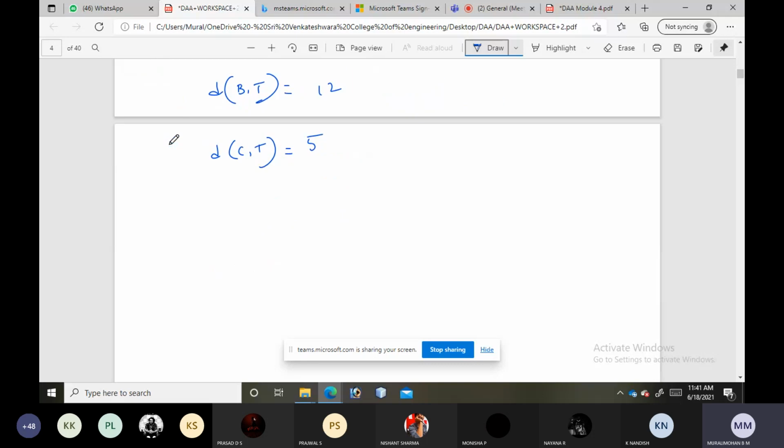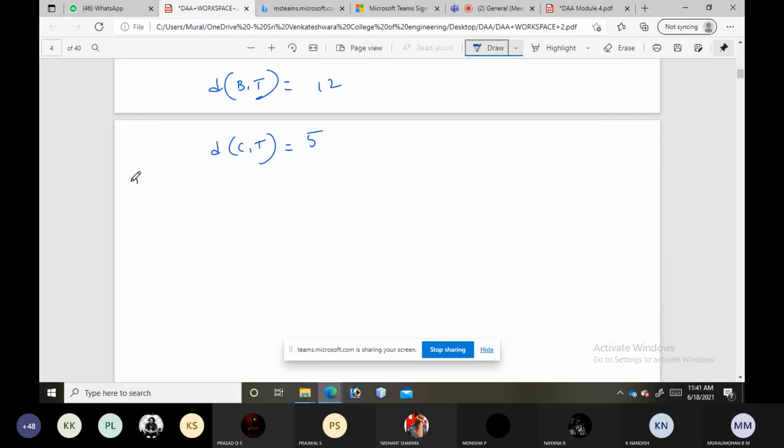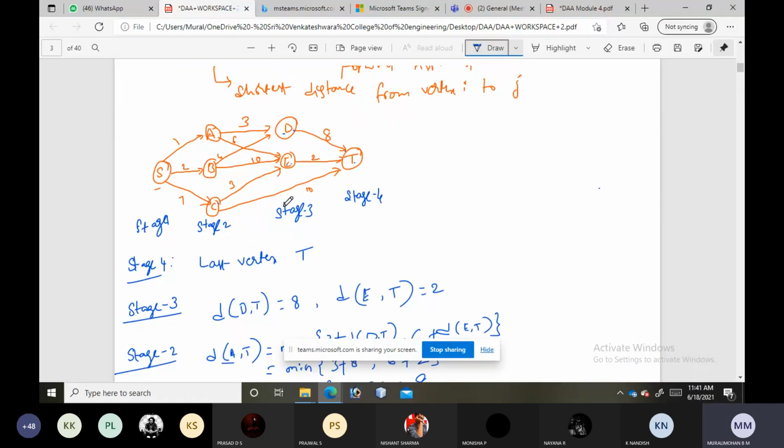Similarly, you calculate stage 1. What you should calculate here in stage 1? Distance of S to T. S to T you should calculate. Similarly, you calculate now S to T. How many paths are there from S to T? 3.